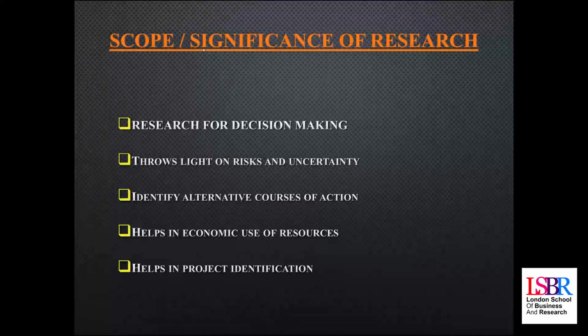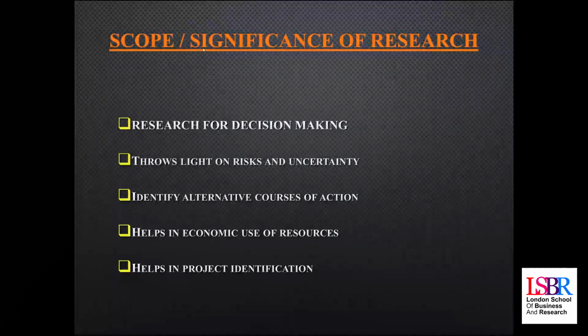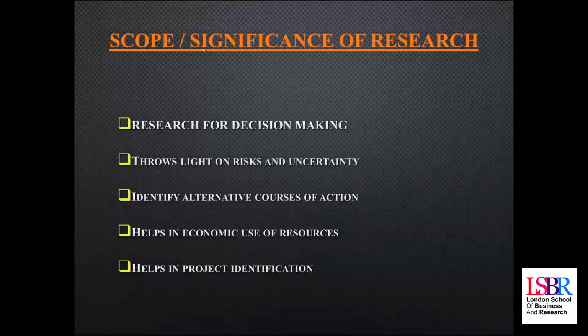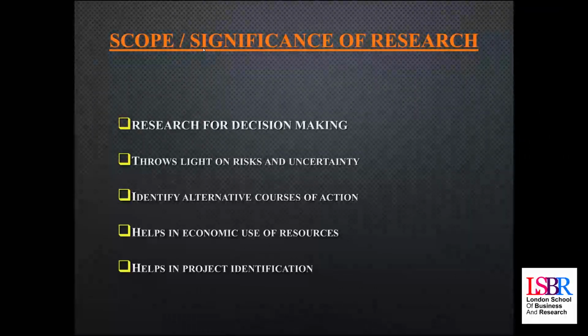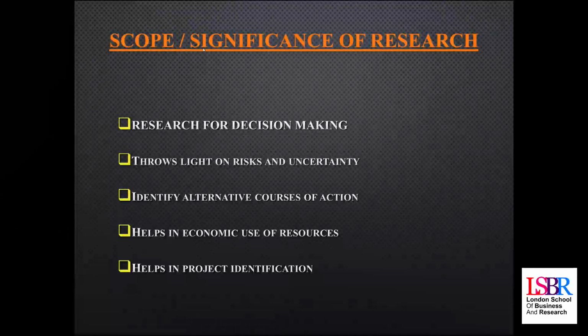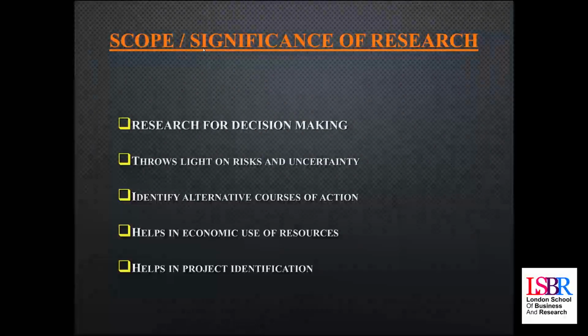Where we were and what we're looking at. So what is the scope or the significance of conducting a research project? Well, there's a couple of things. We said already it helps decision making. We talked about throwing light on risks and uncertainties, identifying alternative courses of action. So again, it's about saying, what do we not know? How can we perhaps interpret or understand something that we couldn't do previously or we didn't know how to do previously?